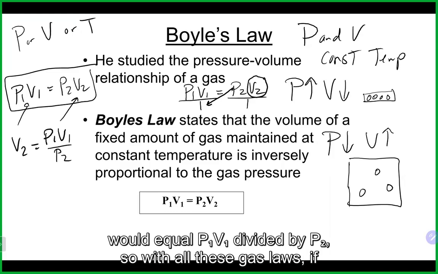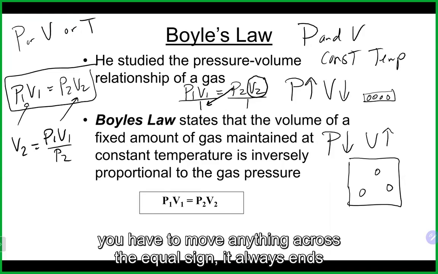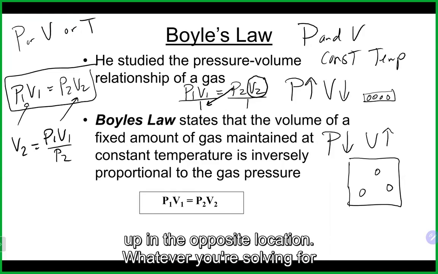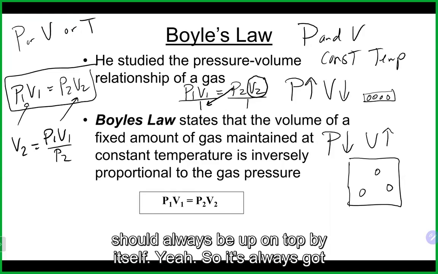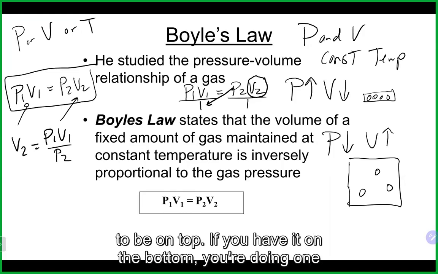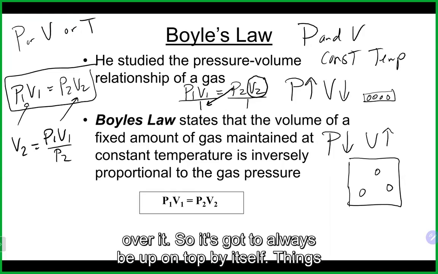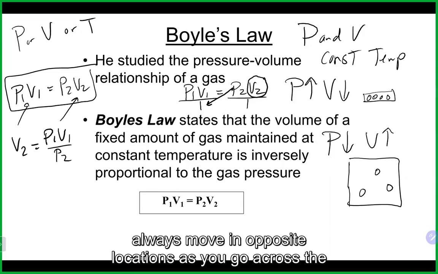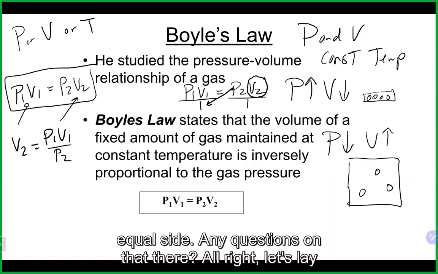So with all these gas laws, if you have to move anything across the equal sign, it always ends up in the opposite location. Whatever you're solving for should always be up on top by itself. If you have it on the bottom, you're doing one over it. So it's got to always be up on top by itself. Things always move in opposite locations as you go across the equal sign. Any questions on that there? All right, let's lay it up.